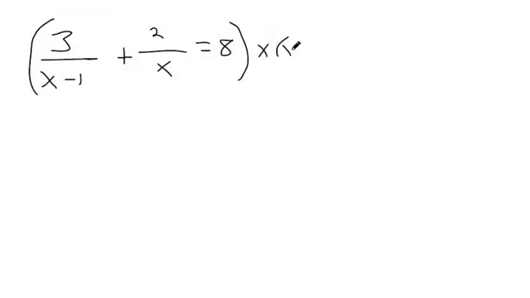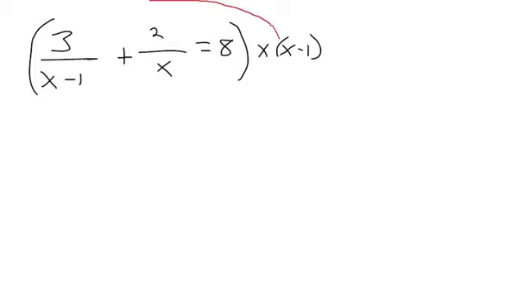We're going to multiply everything by x times x minus 1. That's because I have an x in the denominator here, so I have to multiply everything by x to get it out of the denominator. But I also have an x minus 1, which is a different term. So I also have to multiply everything by x minus 1.